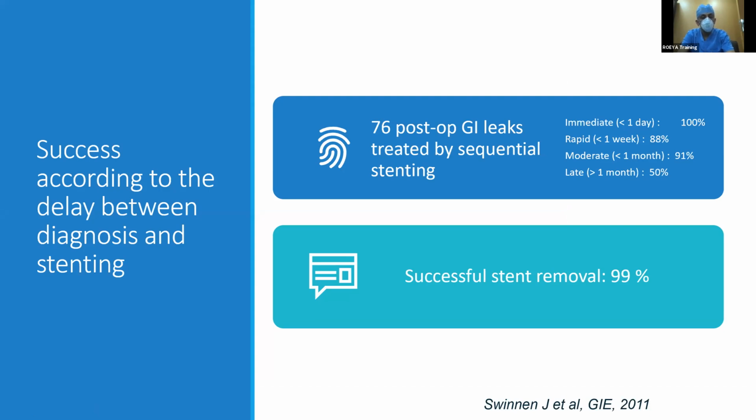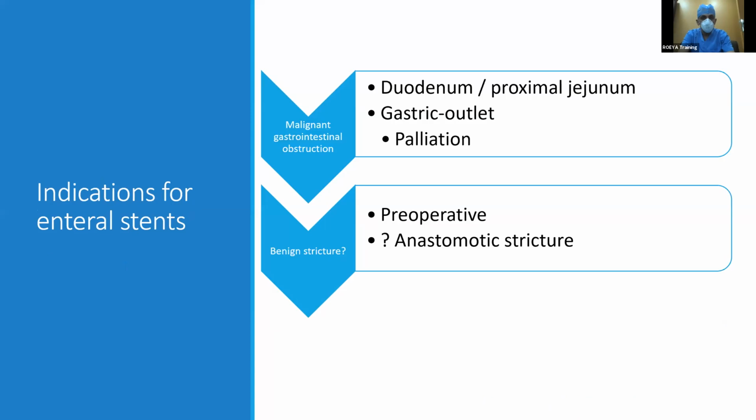This is the oldest one, the first one where we have a success rate of the removal of 99%. And the very important message here, please: the surgeons should send the patient early to us, because whenever you send the patient early, we have a better rate of closure of the fistula. Then for duodenal stent, we have a lot of indications.